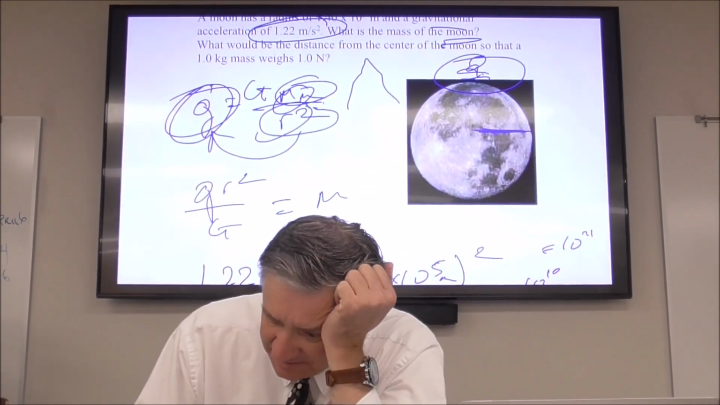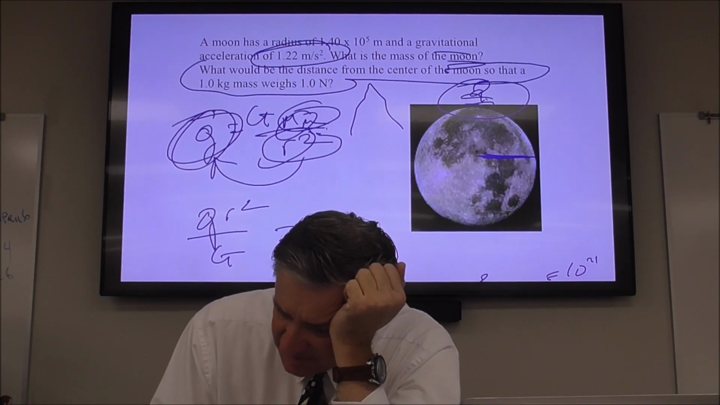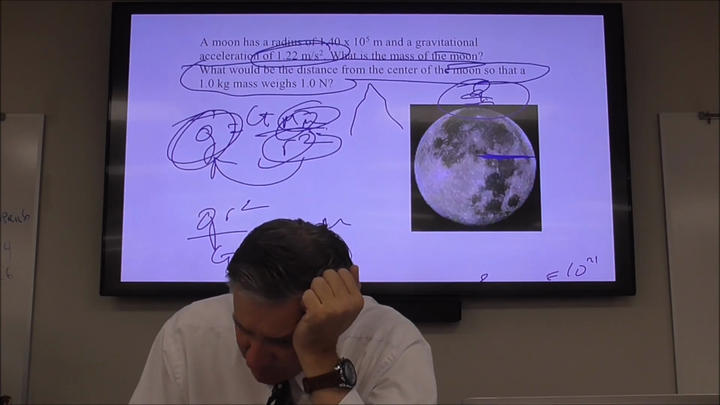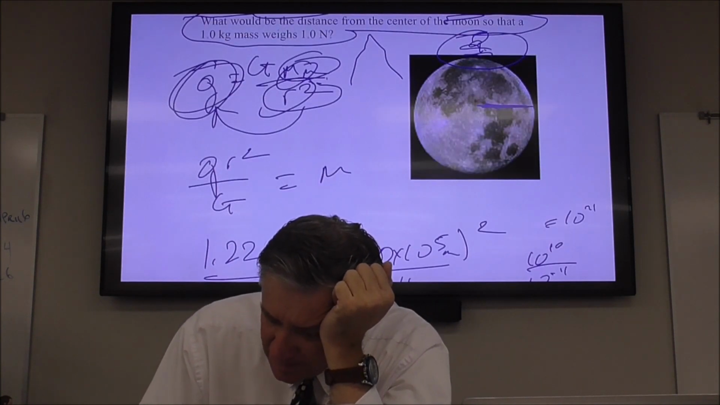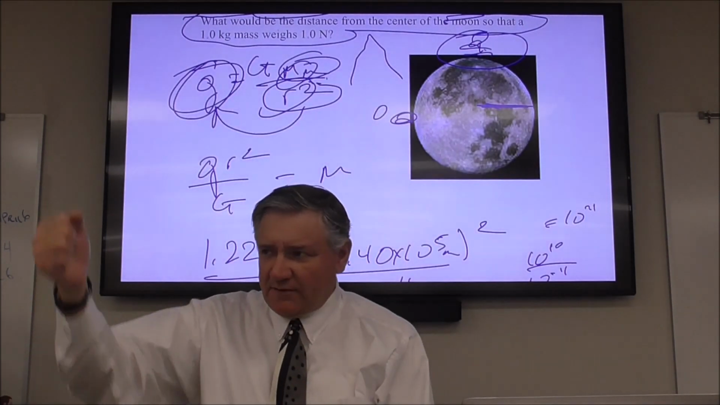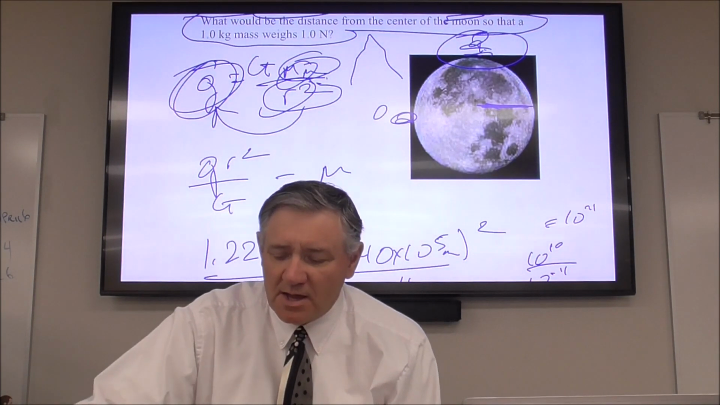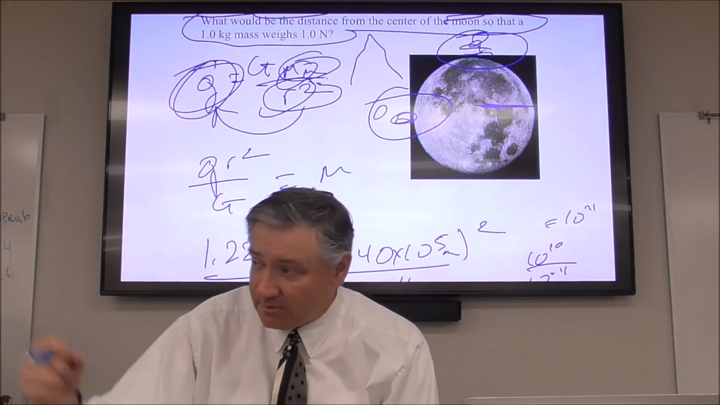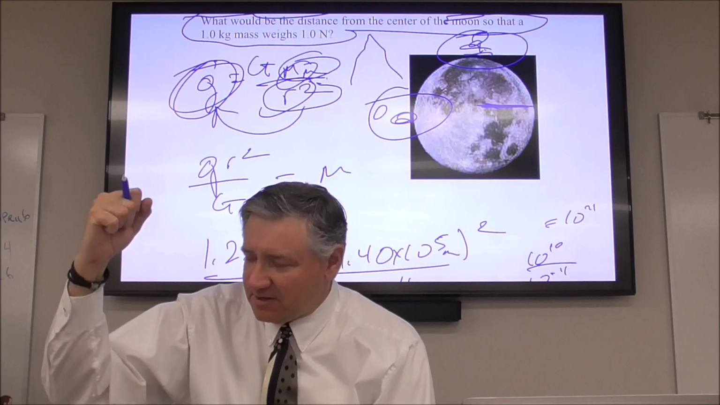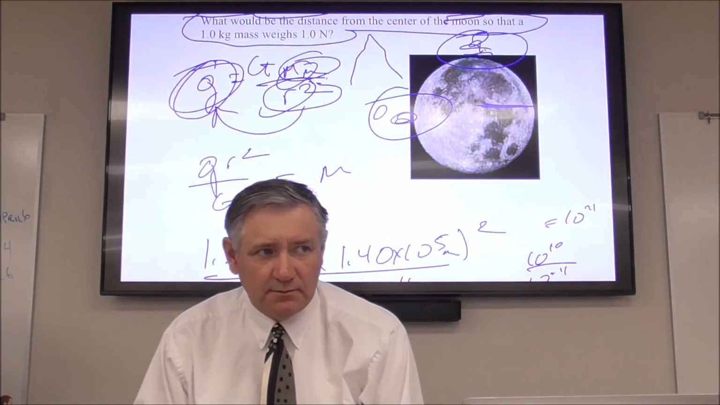Now here's the last thing. What would be the distance from the center of the moon so that a 1 kilogram mass weighs 1 newton? Now here's what I want you to think through. If you're on the surface of this moon and you have a 1 kilogram mass, and you have a Newton scale, you're standing on the surface of this moon. What would a 1 kilogram mass weigh?